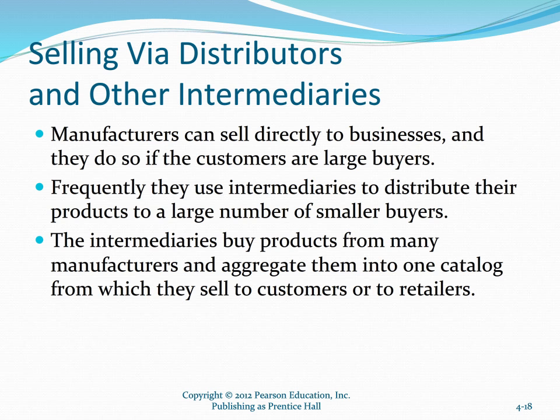Those intermediaries buy products in many cases from many manufacturers and aggregate them into one catalog from which they sell to customers or to retailers. Some examples of these types of distributors are Sam's Club, Avnet, and for those that are militarily inclined, W.W. Grainger. It's something I've heard a number of my military friends in procurement talk about, their use of Grainger.